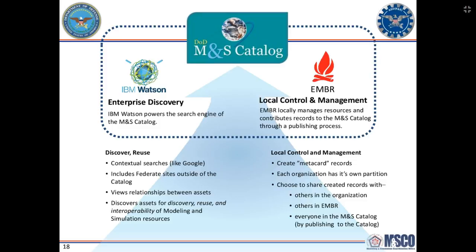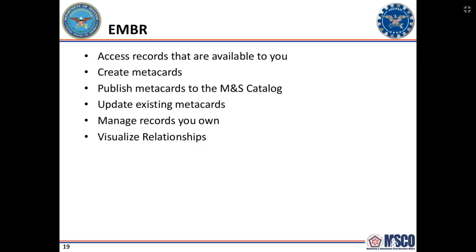Once you log into EMBR, you have the ability to access records that are available to you. You can create new records, which will be owned by you, and we'll talk a little bit more about that in a few minutes. You can publish your records to the M&S Catalog. You can update the records that you own and manage the records that you own. And you can visualize relationships between EMBR resources. We're going to walk through some of the more common processes and features of EMBR, and let's start with the login process.